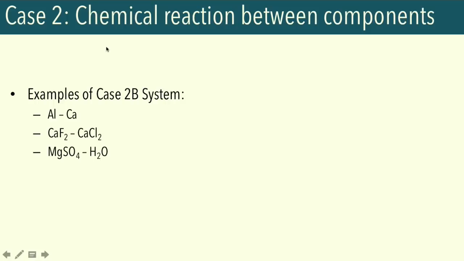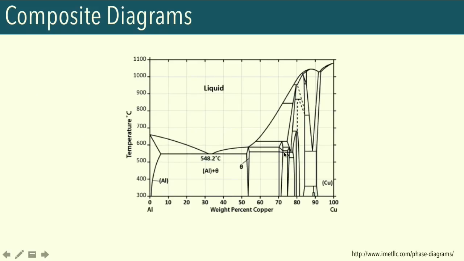Okay, so overall we just discussed three major types of phase diagrams we might encounter, but keep in mind that in more realistic and more complete phase diagrams, we typically encounter more complex systems. Note over here that we have our aluminum and copper system, and it's usually a composite of the many different cases that we could encounter.